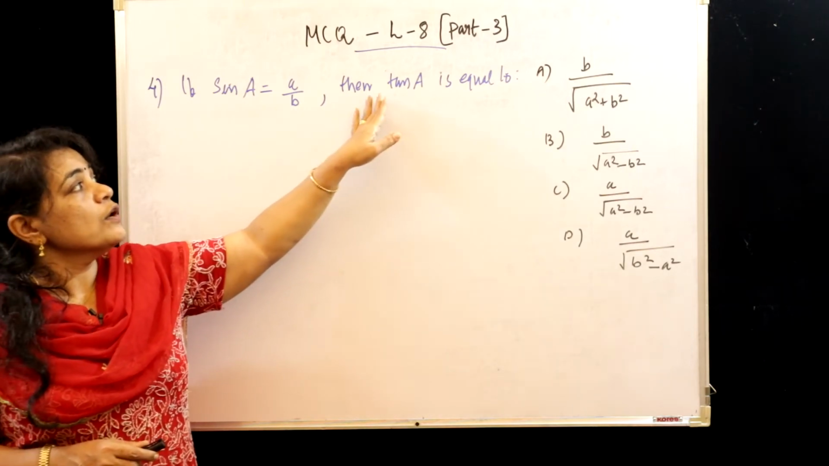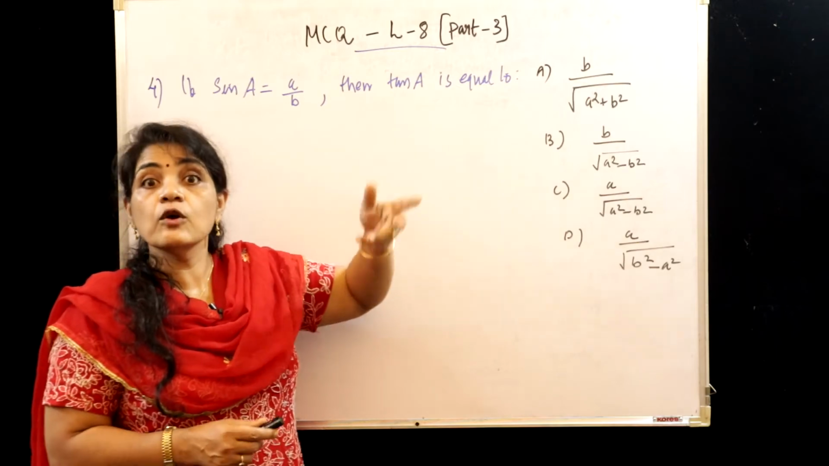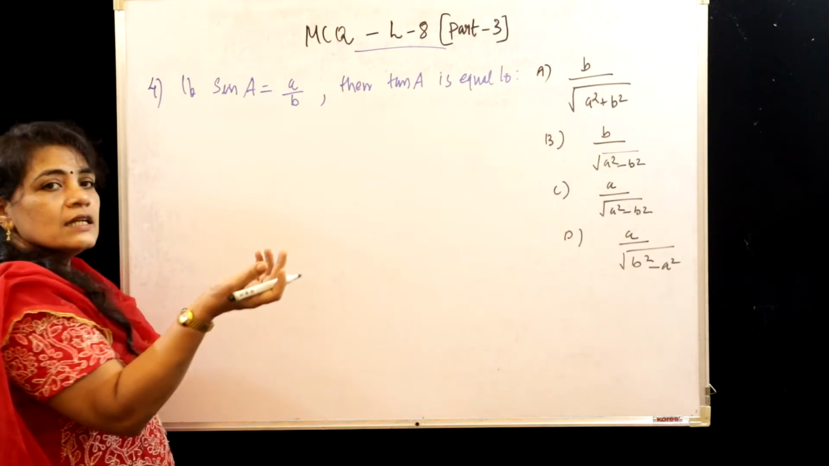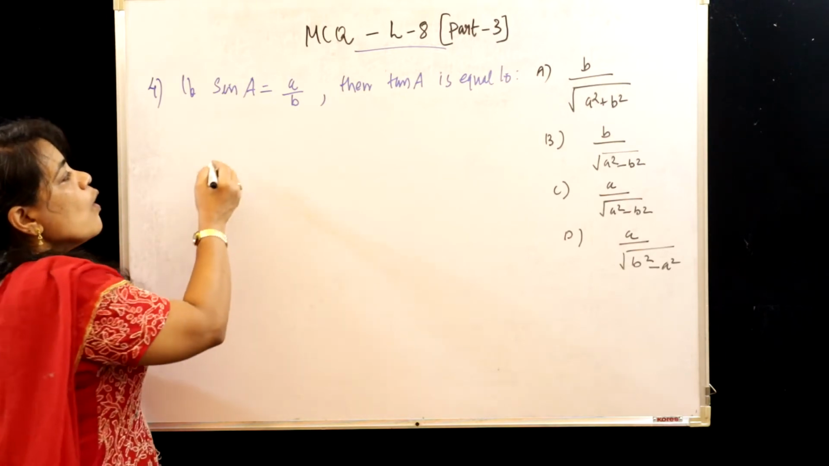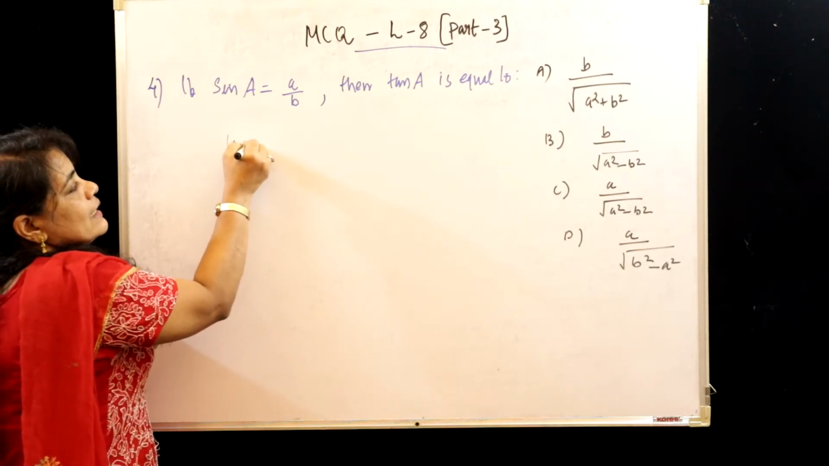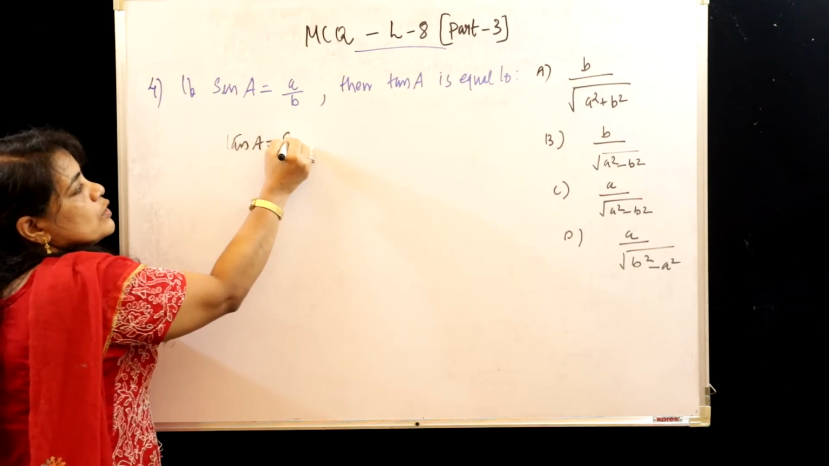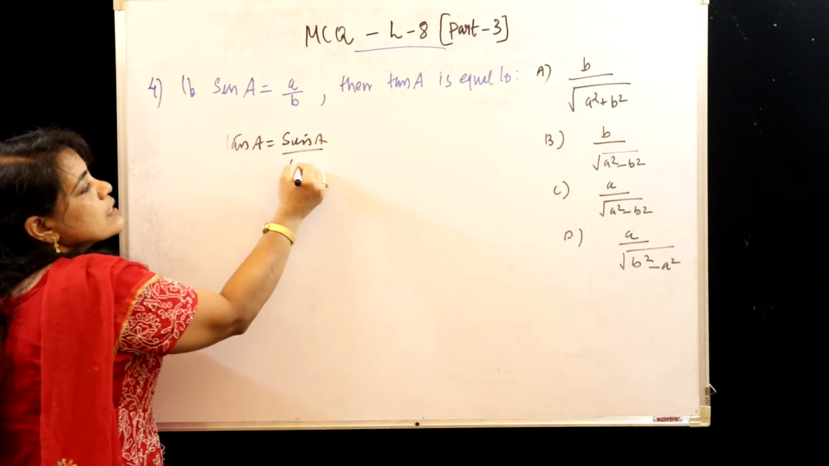Okay, and in order to get to this tan a by quotient relation, there are different ways to solve this problem. I will explain the easiest method. So tan theta or tan a equal to sin a by cos a.